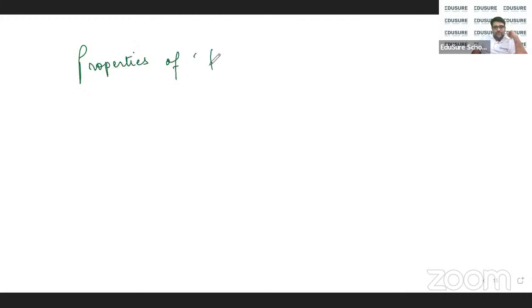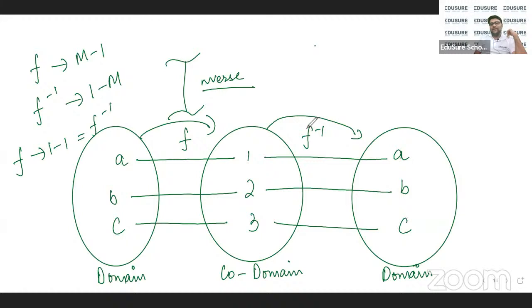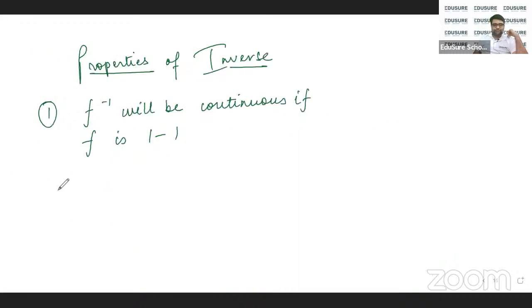Properties of inverse. Number 1, F inverse will be continuous if F is 1 to 1. You can see that F inverse will only be defined continuously if F is 1 to 1. नहीं तो F inverse becomes 1 to many, right? So it's not defined.